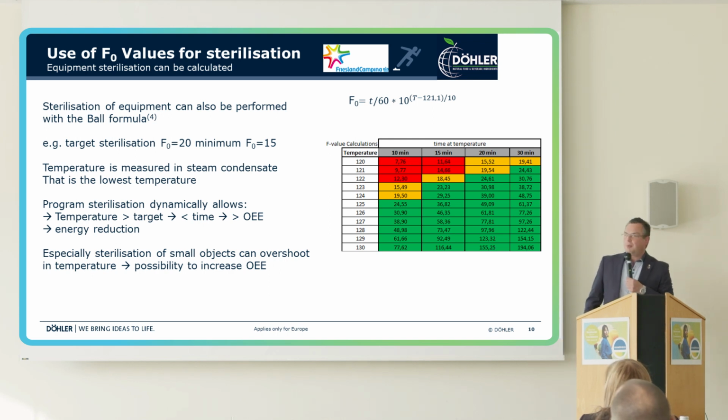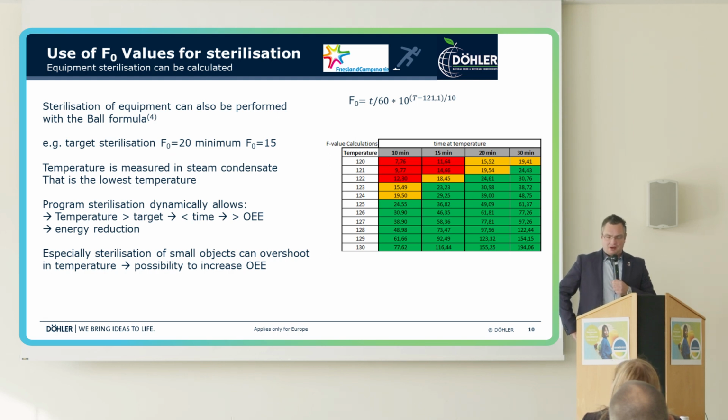Sterilization processes of equipment is the same thing. If I want to have an F value of 20, meaning 20 minutes at 121.1 degrees Celsius as a reference, with an absolute minimum of 15 minutes, then if I want to have the process done in 10 minutes, I need to heat up the tank or the equipment to 125 degrees Celsius. If I can take longer, for example, half an hour, then it would be sufficient to do it just at 121.